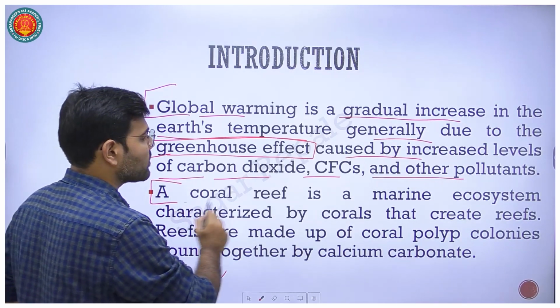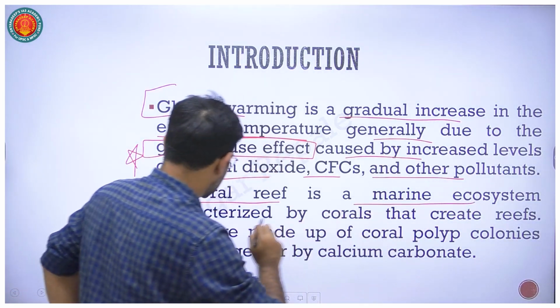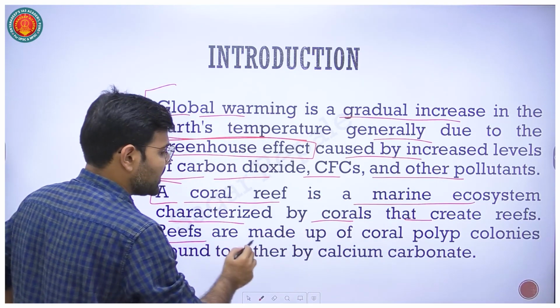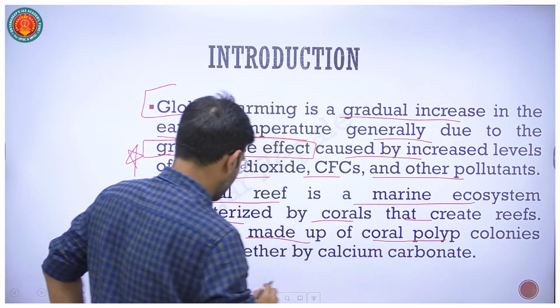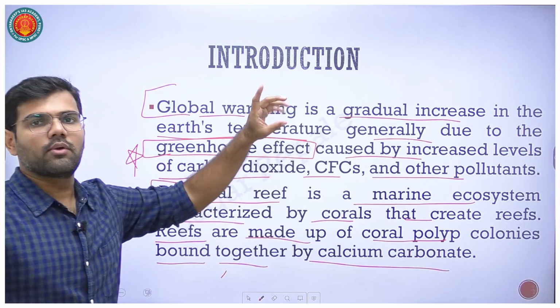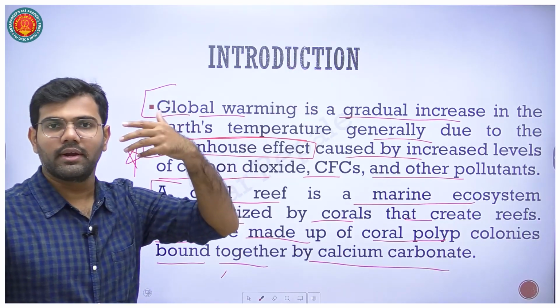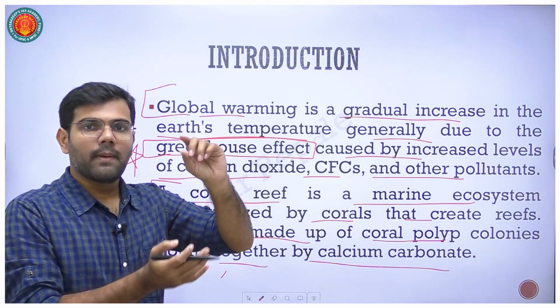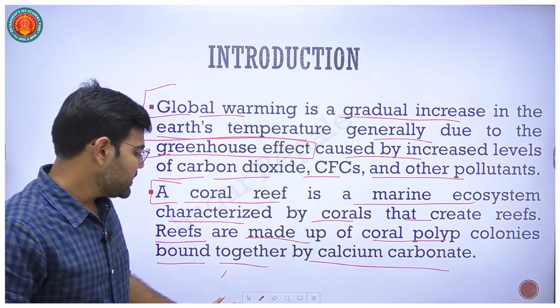A coral reef is a marine ecosystem characterized by corals that create reefs, and reefs are made up of coral colonies bound together by calcium carbonate. So this can be your introduction. Definition can be your introduction, and in the body part, we will write about the impacts one by one. So point wise we will write.